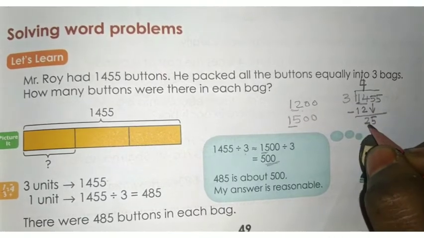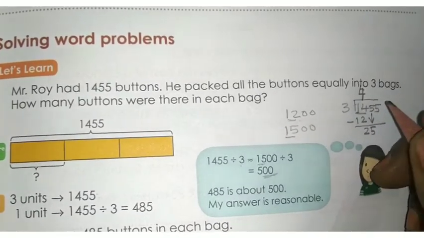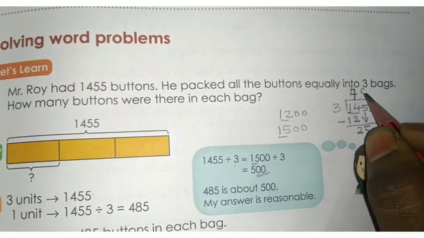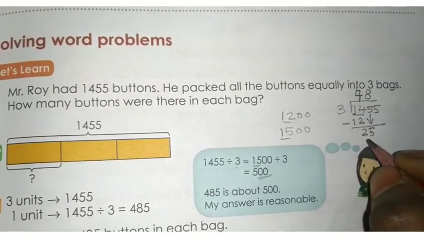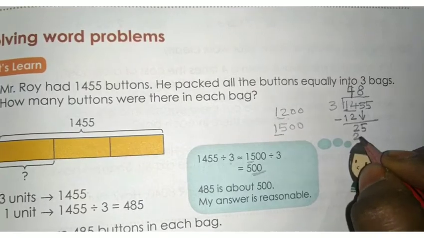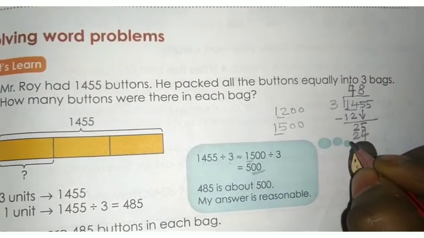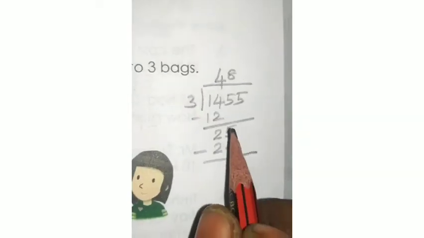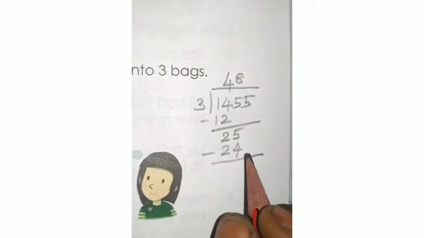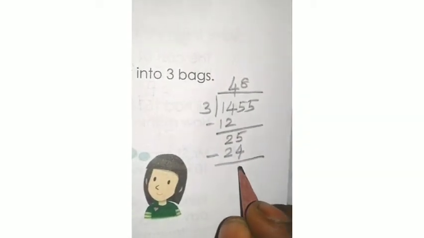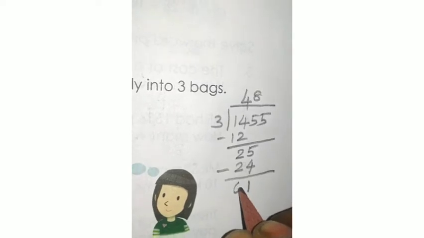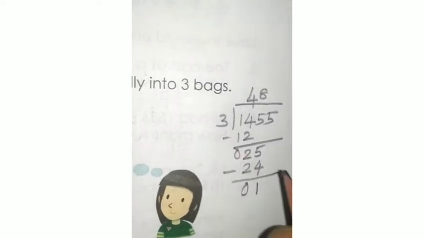How many times you get 25? 8 times you get 24 only. 8 3s are 24. If you take 9, then you will get 27. So 24. If you subtract these two values, what will we get? 5 minus 4, 1. 2 minus 2, 0. So we no need to put 0 here. If you want, you can write it. Here also 1 minus 1 is 0.